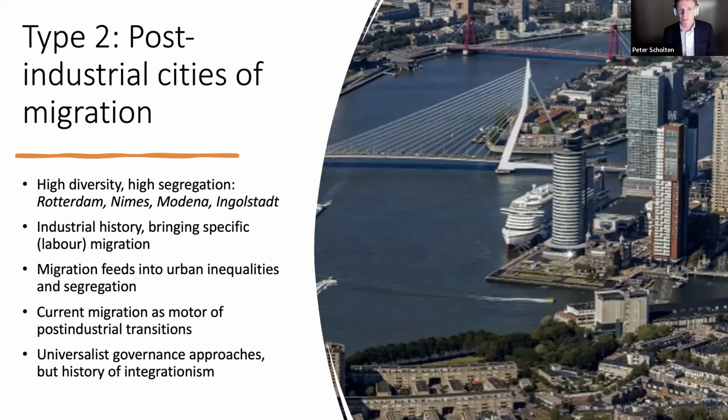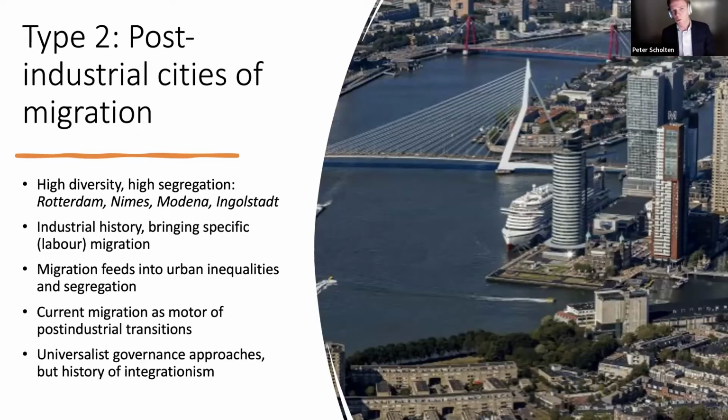Then a second type, which is an entirely different type, but also includes cities of varying sizes, including relatively large cities. We believe that type 2 cities, of high diversity and high segregation, are often, in our data set, post-industrial cities of migration, which include here in the picture the city of Rotterdam, where I am from, where my university is from. These are cities which have evolved through their industrial development, bringing very specific types of migration, labor migration, in specific periods in their history, also feeding into already existing inequalities in the city.